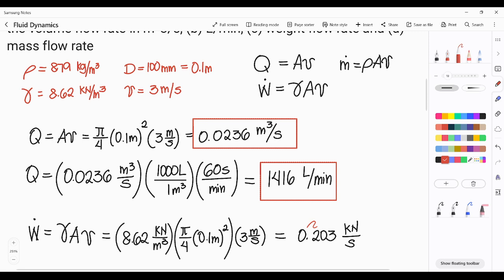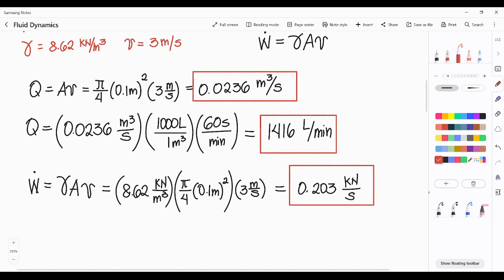Basic, basic. It's very important to master the fundamental formulas so you can solve more complex problems. And finally, we will solve for the mass flow rate. The mass flow rate has the formula density times the cross-sectional area times the velocity. Or if you already know the volume flow rate, this is also equal to rho times Q.